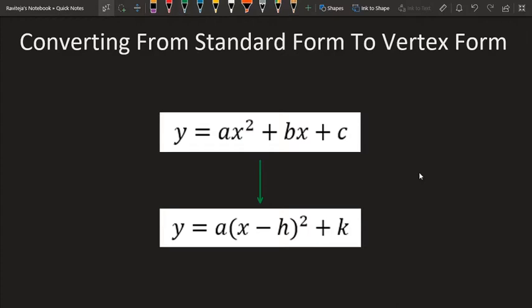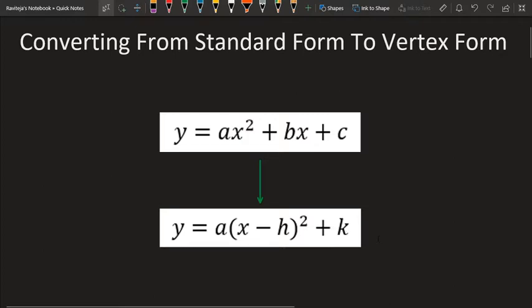Today we'll be learning how to convert from standard form to vertex form. Learning how to convert from standard form to vertex form and vice versa is something useful to know when you're graphing quadratic equations. And as you can see in the image below, today we'll be learning how to convert from the form of y equals ax squared plus bx plus c, which is standard form, to y equals a times x minus h squared plus k, which is vertex form.